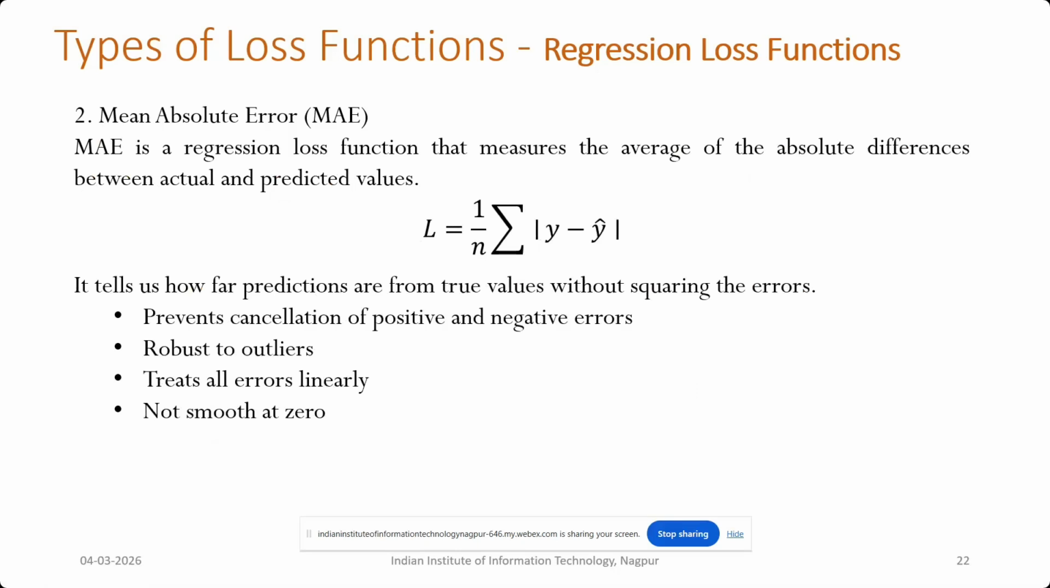The benefit of using MAE is that it prevents the cancellation of positive and negative errors. It is robust to outliers. Which particular loss function to use again depends on the type of data that we are processing. If my data set has multiple outliers, then I may go ahead with MAE instead of MSE, because this function is robust to such outliers.